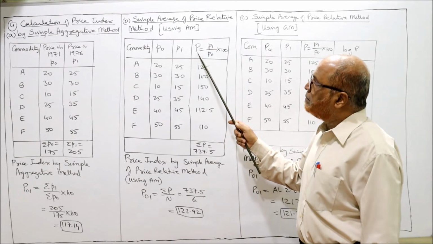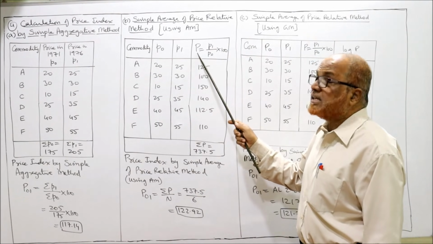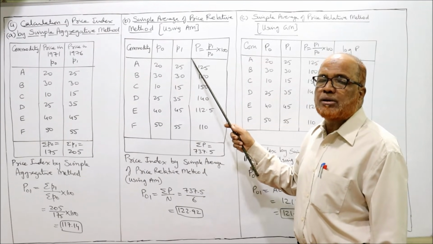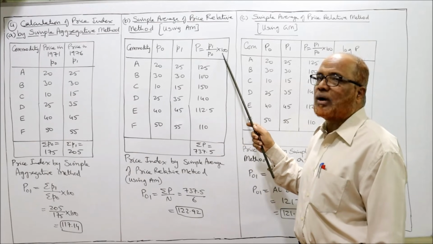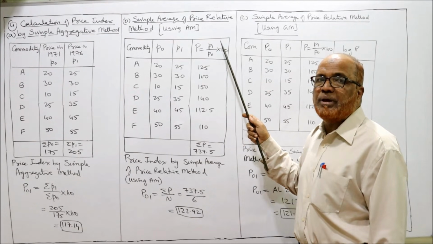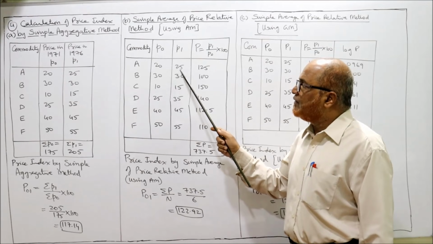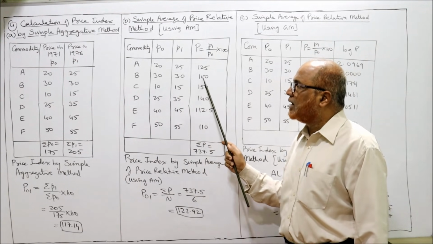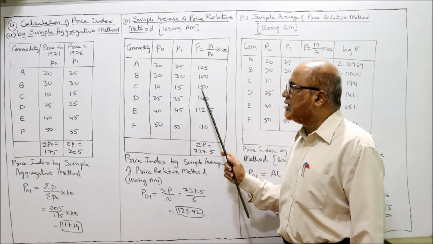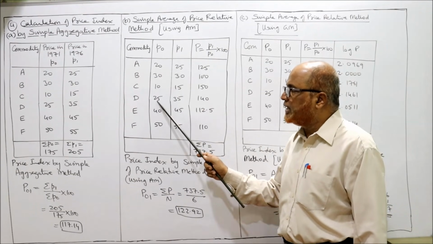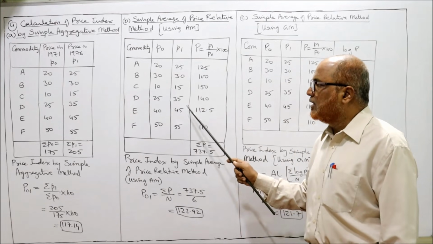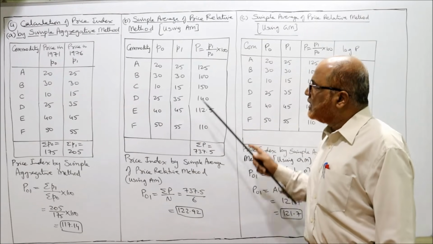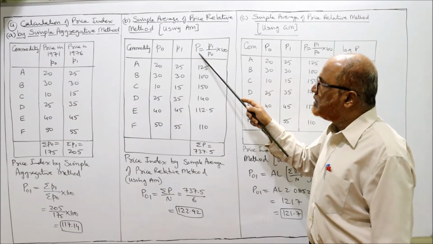So first we calculate P. Capital P stands for price relative. So capital P is equal to P1 by P0 into 100 for every item. 25 divided by 20 into 100, 125. 30 by 30 into 100, 100. 15 by 10 into 100, 150. 35 by 25 into 100, 140. 45 divided by 40 into 100. 55 by 50 into 100. These are called price relatives, capital P.